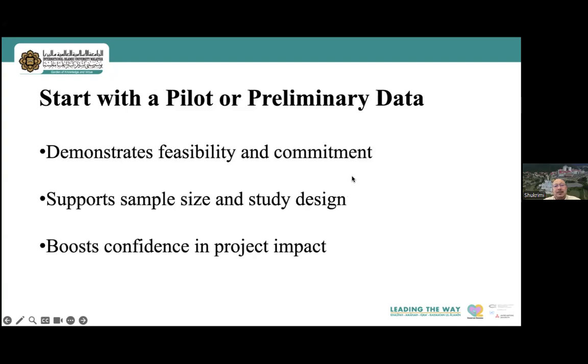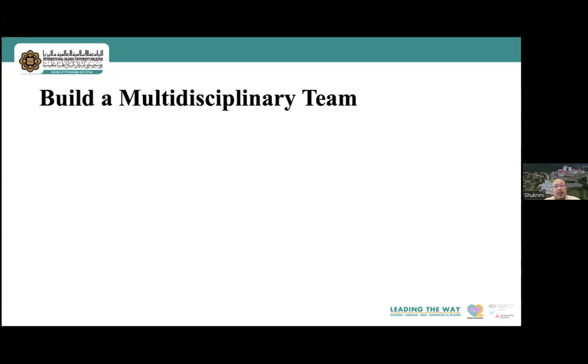Okay, for certain studies, maybe you need to start with a small study like a pilot study to get preliminary data, so that with that data they can demonstrate the feasibility and the commitment of the study. Okay, and also boost confidence in the project impact, but not all. But sometimes this is important in certain types of research.